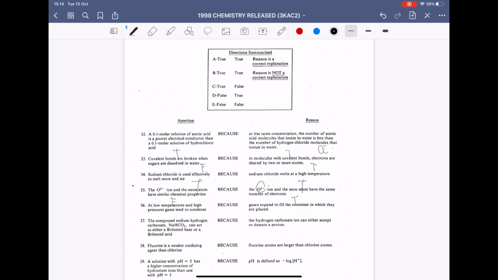36. At low temperatures and high pressures, gas tends to condense. True, because gases expand to fill a container in which they are placed. Now this is also true, and that's because the first part of the question can be inferred from the distillation setup, which looks like this, and you have this tube going here, a beaker, and you have cold water.